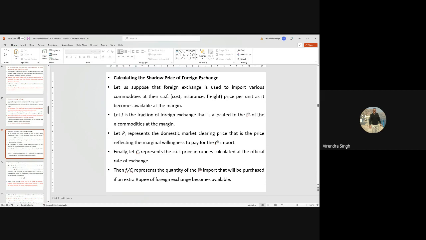Let Pi be the domestic market clearing price, that is, the price reflecting the marginal willingness to pay for the ith import of the good. And finally, let Ci represent the CIF price in rupees calculated at the official exchange rate. Then Fi/Ci represents the quantity of the ith import that will be purchased if an extra rupee of foreign exchange becomes available.